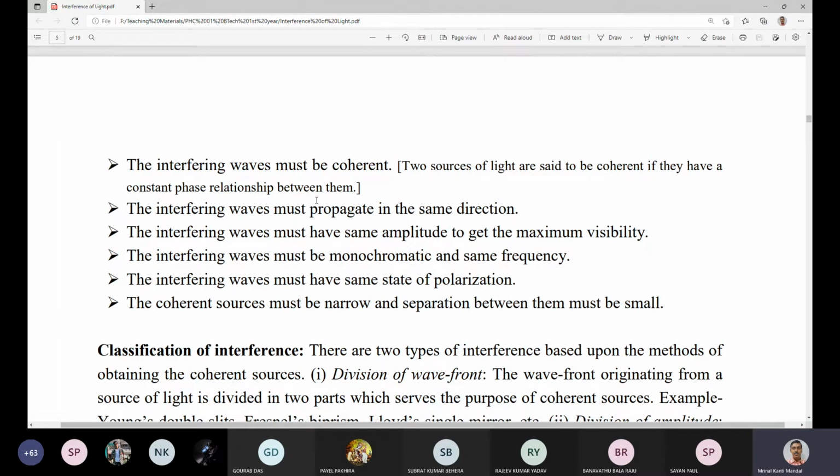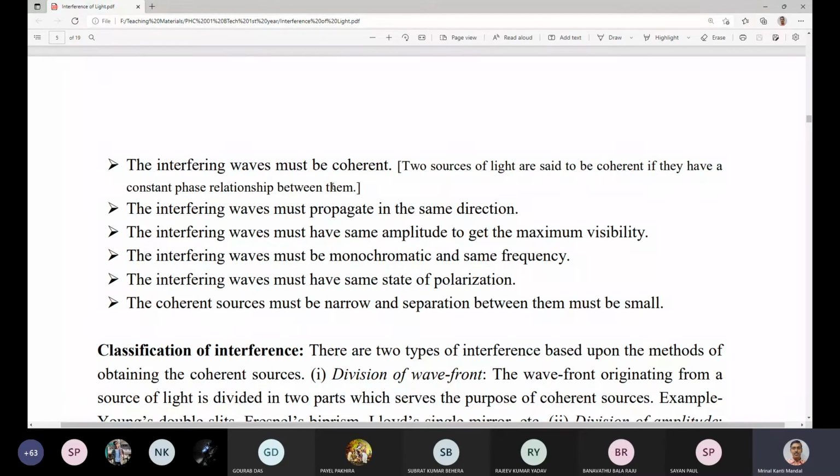Interference is produced by two or more coherent light waves, as we have mentioned in the definition. So the interfering waves must be coherent. Two sources of light are said to be coherent if they have a constant phase relationship between them. That means their phase difference will remain unaltered, it will remain the same. It may have some constant value.